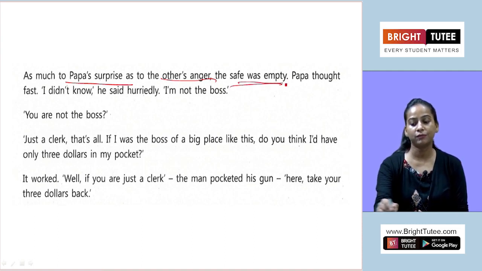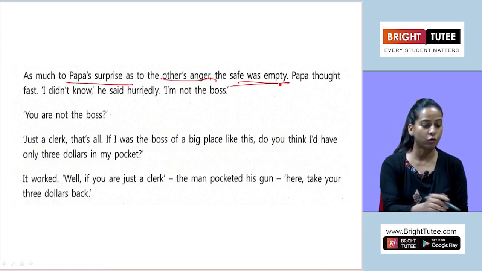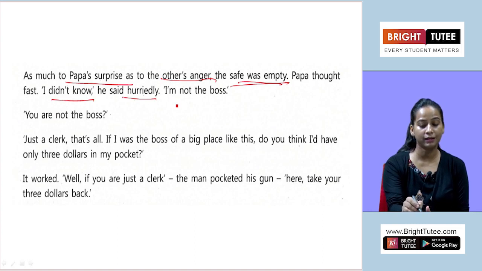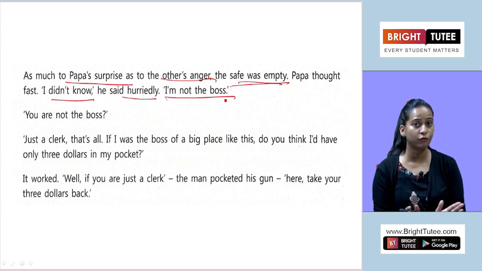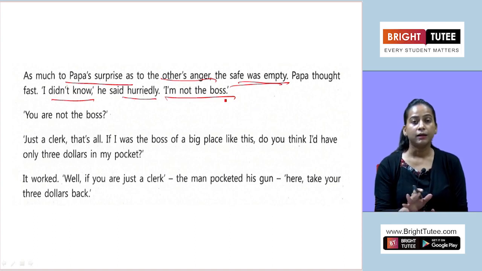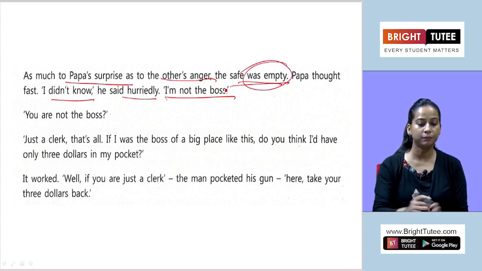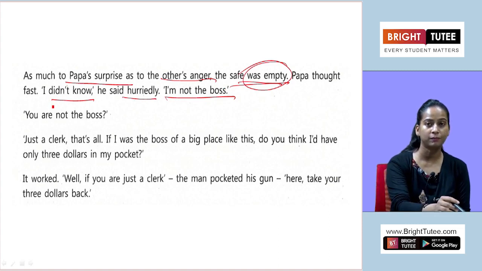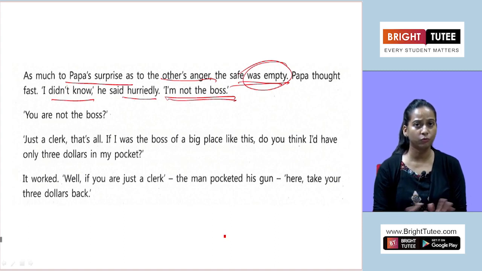The safe was empty. Papa thought fast. "I didn't know," he said hurriedly, "I'm not the boss." When the safe was opened after so long, it was found empty. The other people expected things to be there, but when it was opened, nothing was there. Papa thought fast and replied that he didn't know, he wasn't the boss, and he didn't know anything about that.